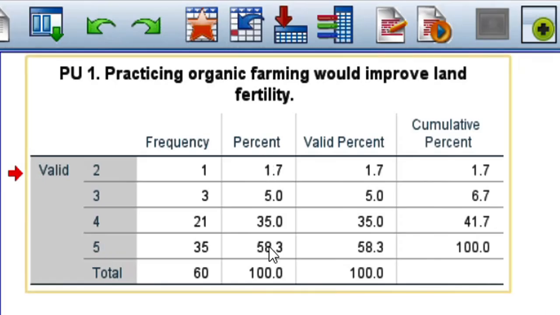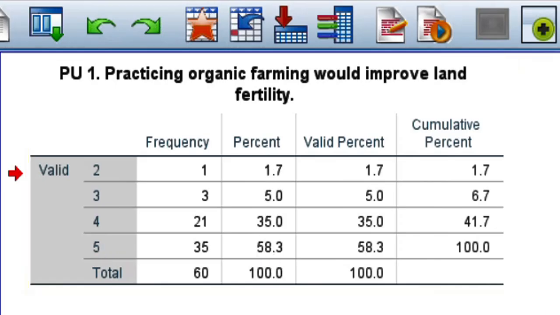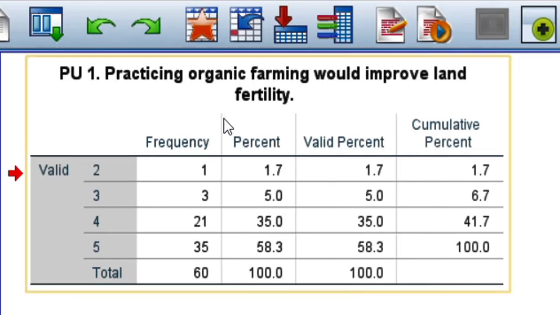The uses of percentage. Why do we calculate percentage? Because percentage is easy to compare and it helps in reporting survey results. We can also create pie and bar charts using percentage.